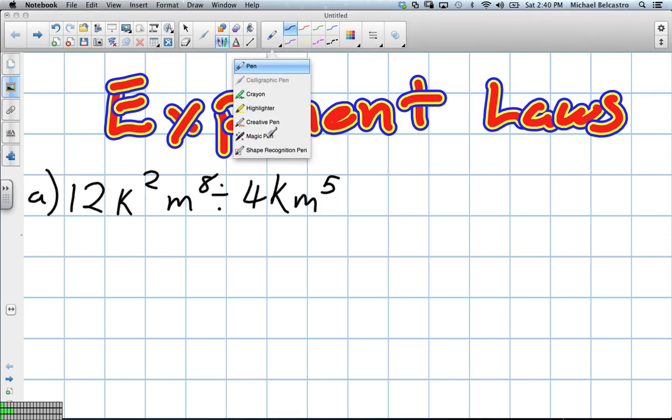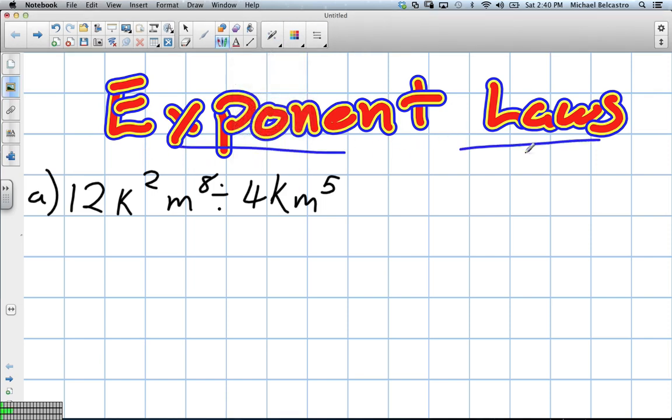So let's look at these exponent laws here, okay? You've got this question, and we've written 12k squared m to the power of 8 divided by 4k to some power m to the power of 5. First of all, k is to what power here? 1. That's right, there is a 1 there, even though they don't write it in, okay?